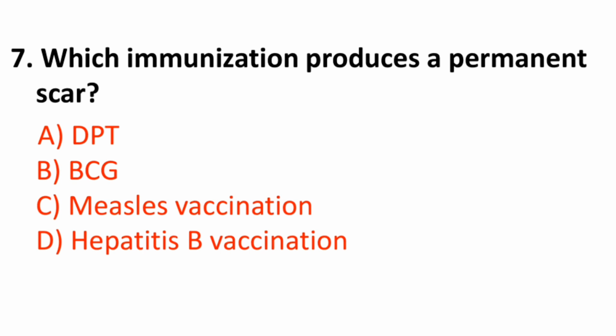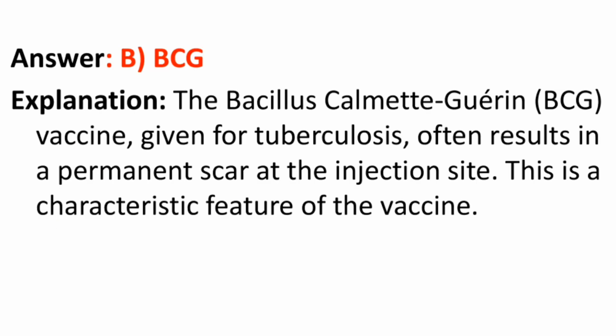Which immunization produces a permanent scar? Option A, DPT. Option B, BCG. Option C, measles vaccination. Option D, hepatitis B vaccination. The correct answer is option B, BCG.